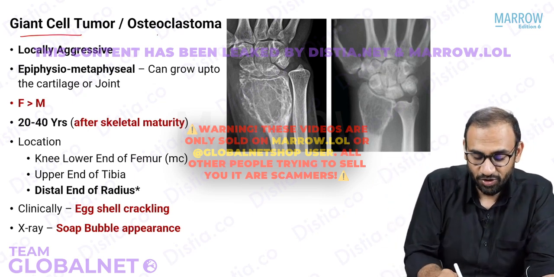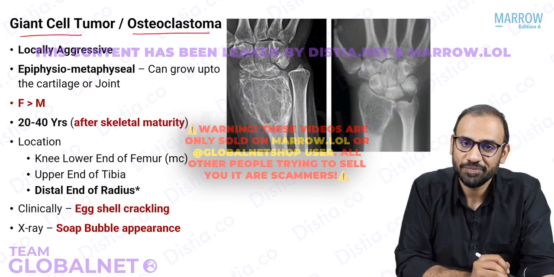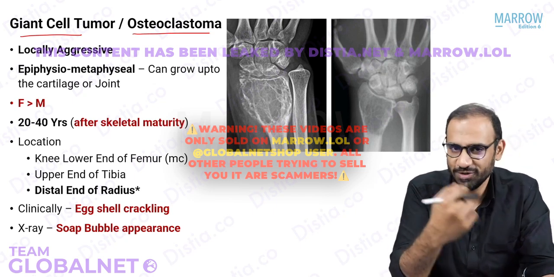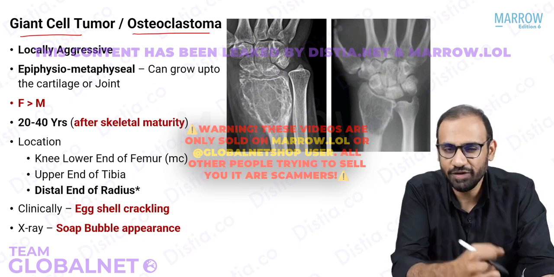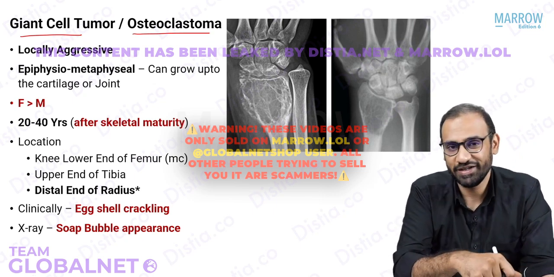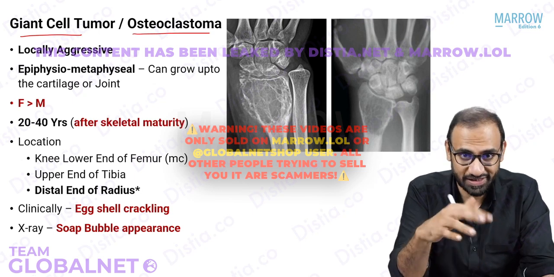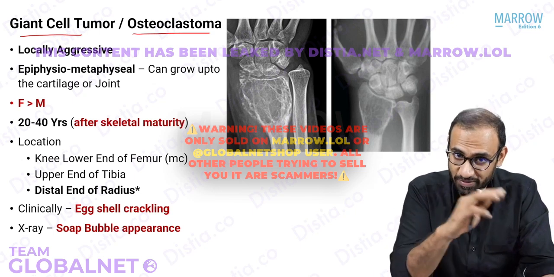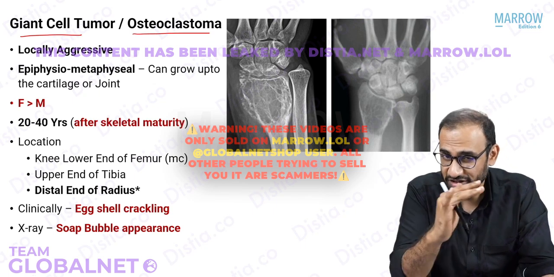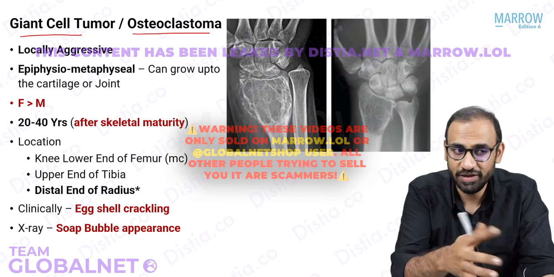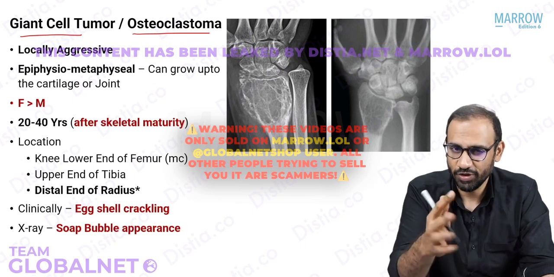Giant cell tumor, also known as osteoclastoma. All right. So what is it? What do we already know about it? We know that it's an epiphyseal tumor occurring after growth plate fusion. What else do we know? We know that here osteoclasts are basically destroying the bone. So there will be lucency and lysis or destruction of the bone. Right? Where does it occur most commonly? Usually around the knee. Okay, that much we know.